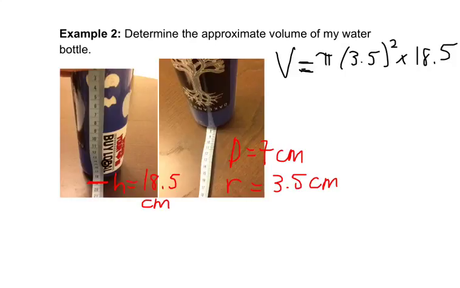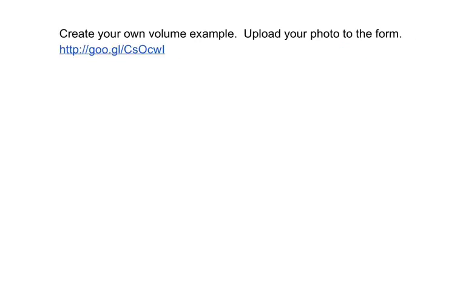Now I would like you to find a container in your house, take some photos of it, upload your photo, and create an example. It can be, what is the area or what is the volume of my lunchbox? Whatever you would like to do, and put it onto the same form. There should be a place where you can upload a photo. I think I actually made it so that you could only upload one photo, but you could submit several times. So that should work just fine.